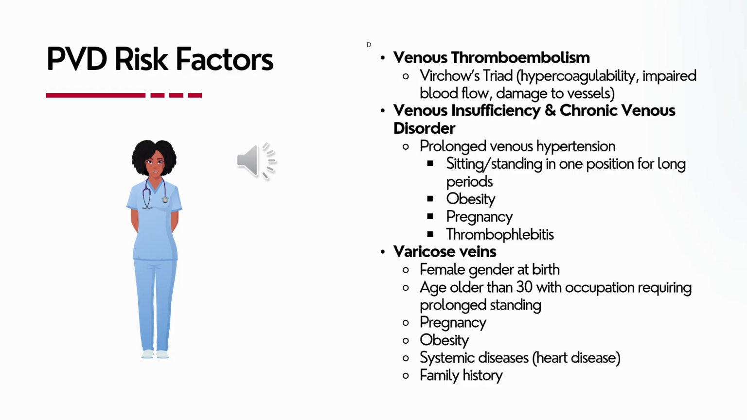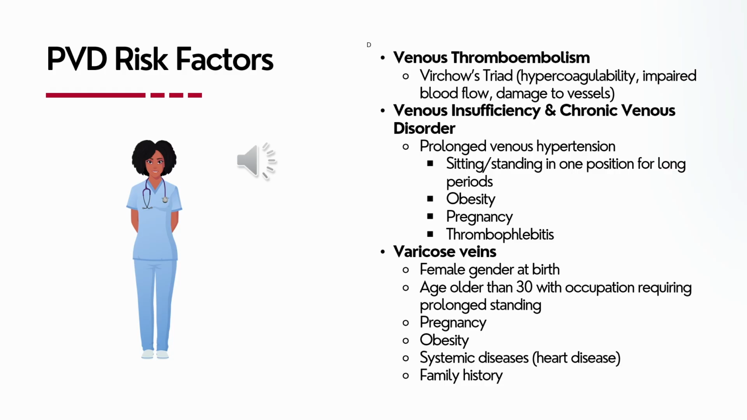So our risk factors for venous insufficiency and chronic venous disorder. So having prolonged venous hypertension is the primary cause. Our common contributors are things like sitting or standing in the same position for extended periods, usually due to jobs or occupational demands. Obesity increases pressure in the venous system. Pregnancy adds additional strain on the venous return. And things like thrombophlebitis, inflammation of veins with clots, also exacerbates venous dysfunction.